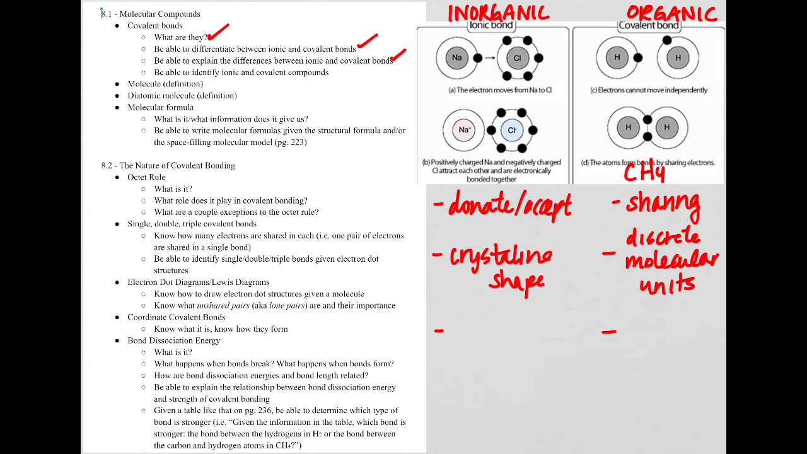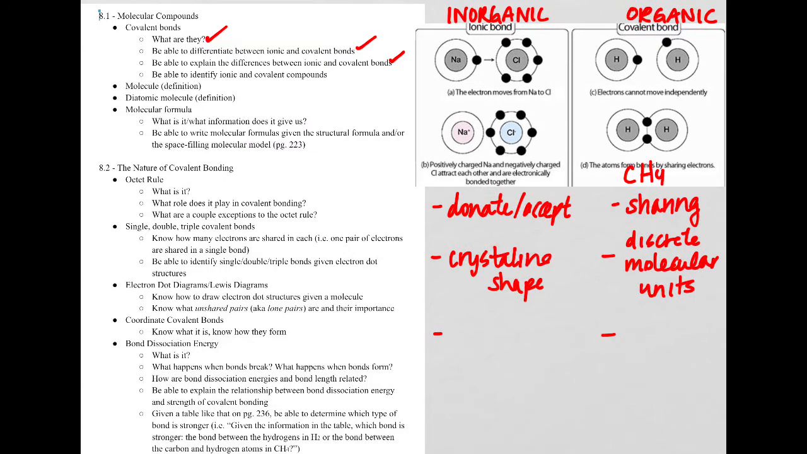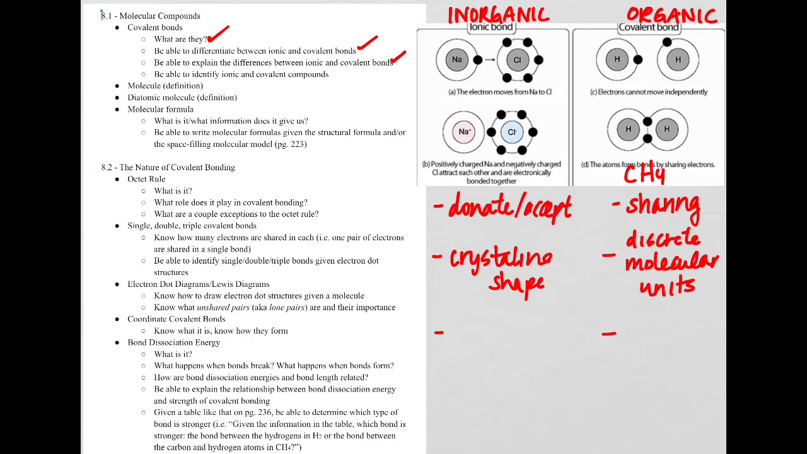It takes a lot to break them down, basically. So we have high melting and boiling points, melting point (MP) and boiling points, as opposed to organic compounds, which have low melting points and boiling points.